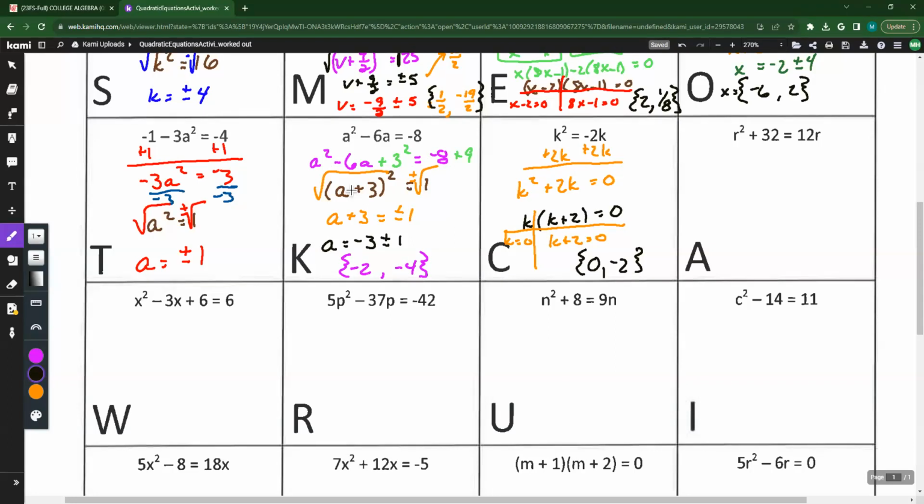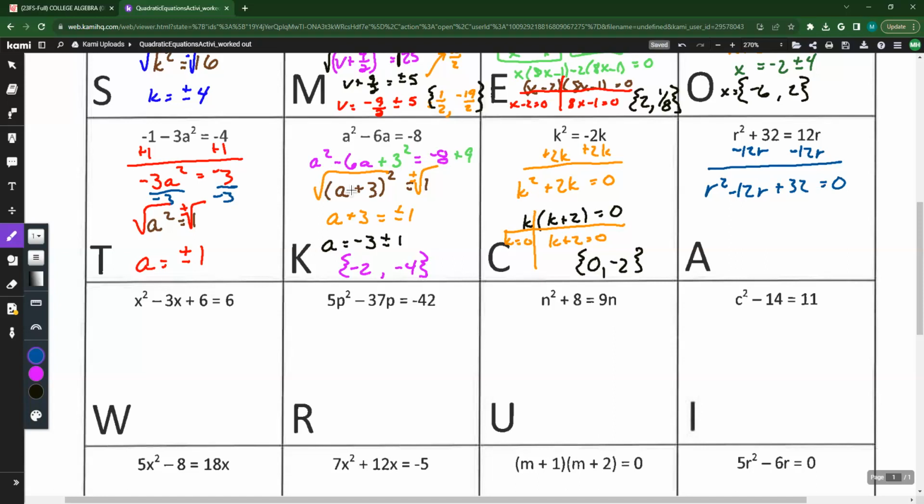All right, looking at the next one. I have things kind of in weird order. If I get the r's together, that's the first thing I want to do. I want to get that 12 over here. I could factor it if I think of my factors of 32. I could also complete the square. I've been doing a lot of completing the square, so I'm going to factor this one. Meaning I'm going to get this to equal 0, so minus 12r on both sides. I want it in standard form, so I have r squared minus 12r plus 32 equals 0.